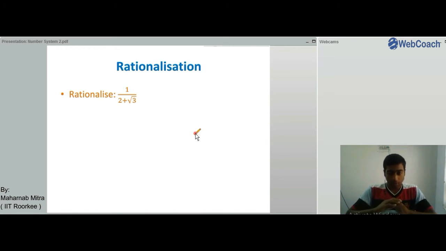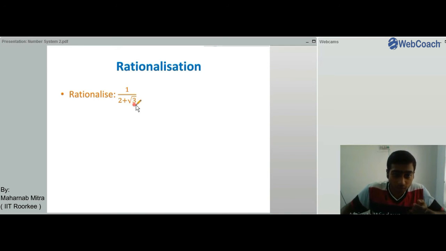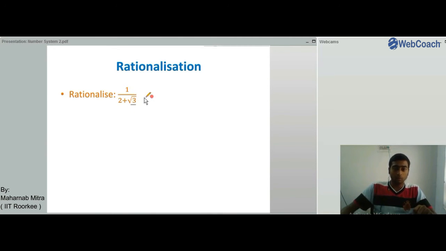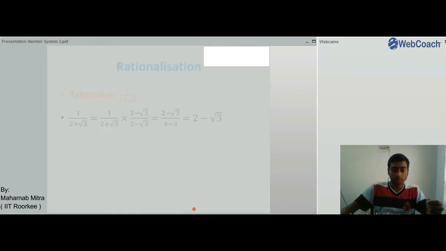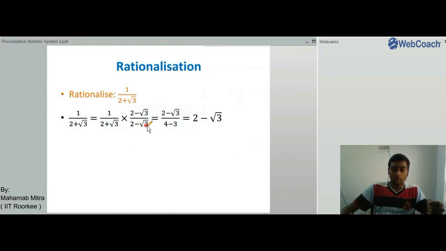Just remember, we had done the rule a plus b into a minus b gives us a square minus b square. So what is happening here, every term individually is getting squared, right? Now if we square this term root 3, we are getting the number 3, which is rational, right? So what we should do here, we should multiply the denominator with 2 minus square root 3 to get 2 square minus square root of 3 whole square, right, in the denominator.